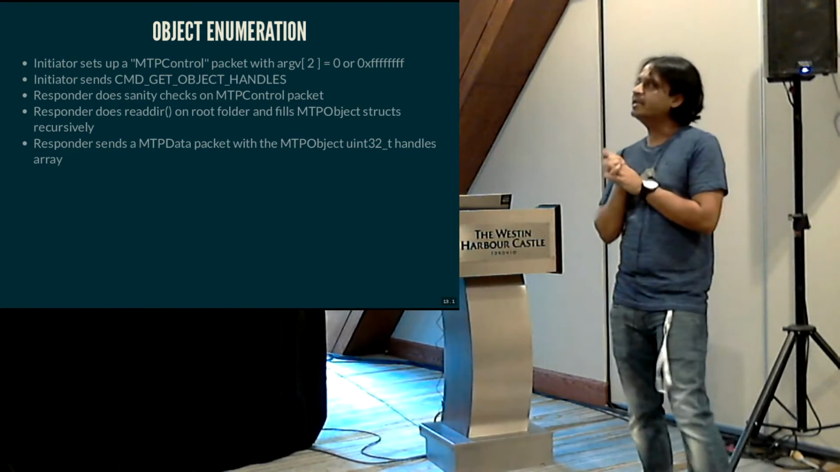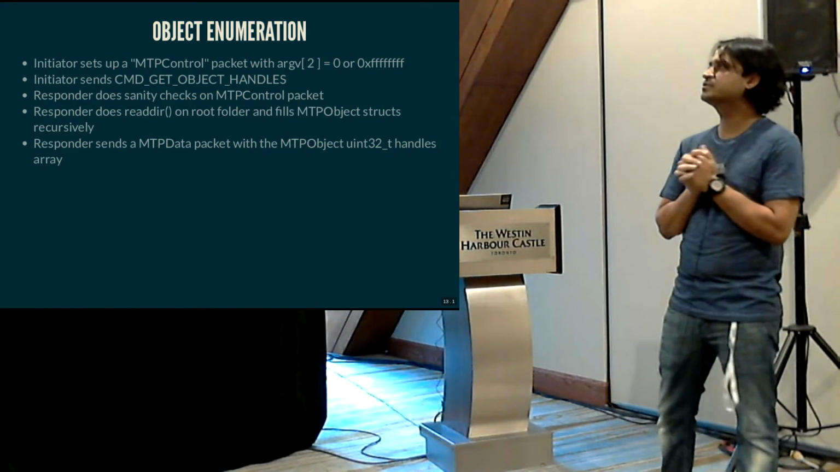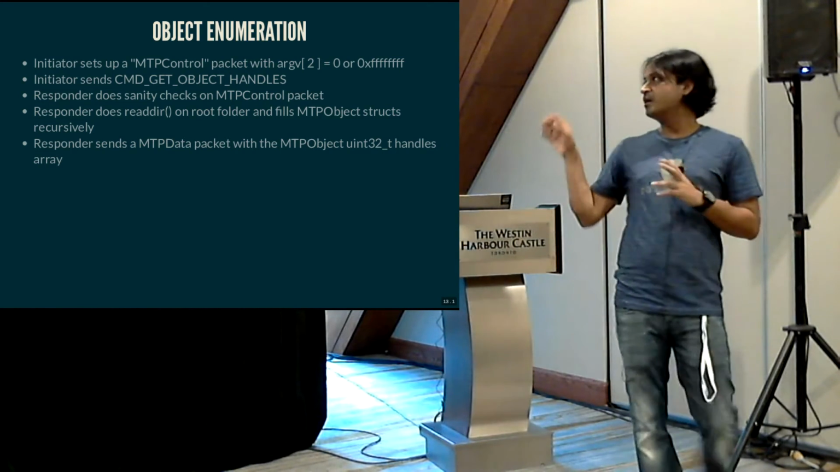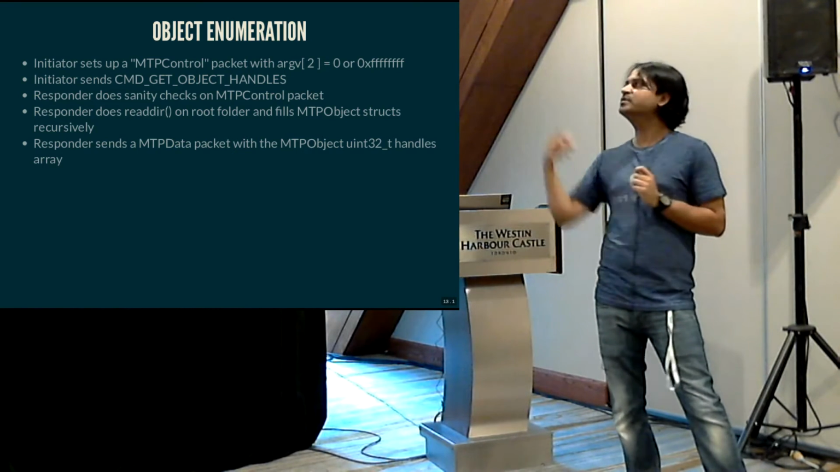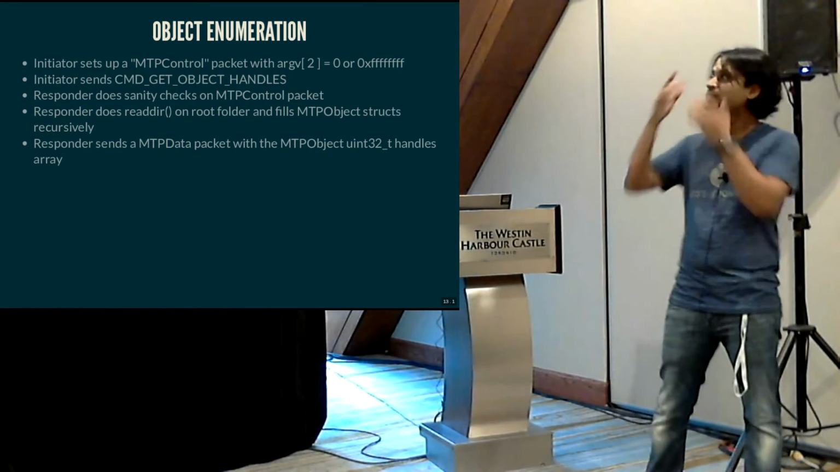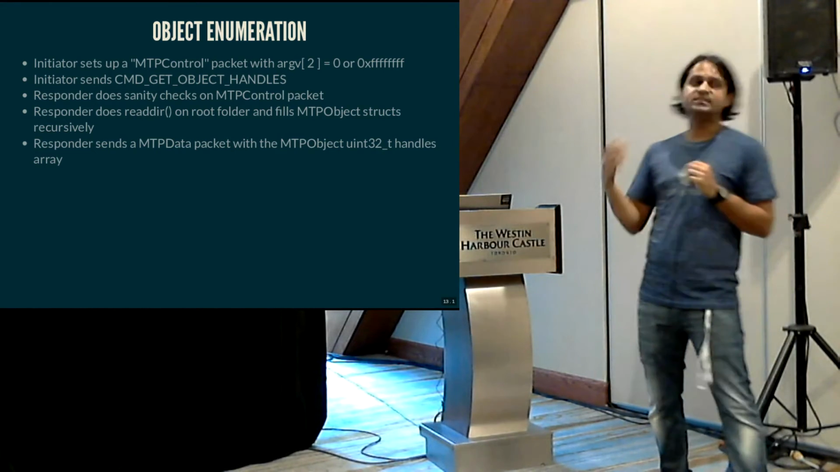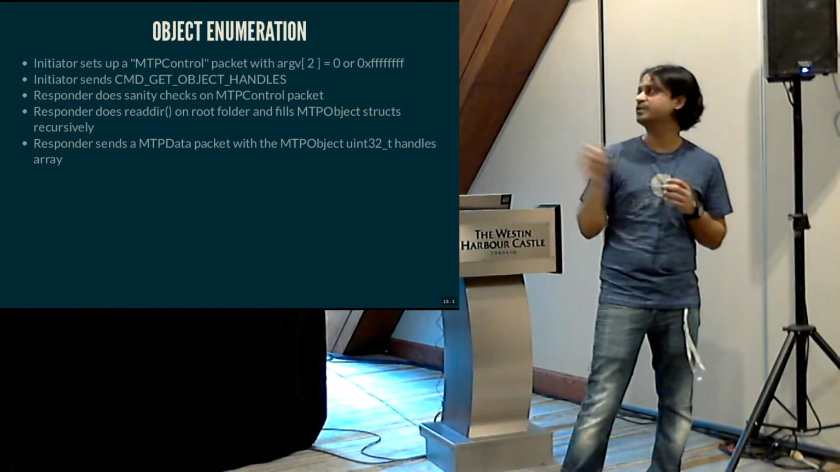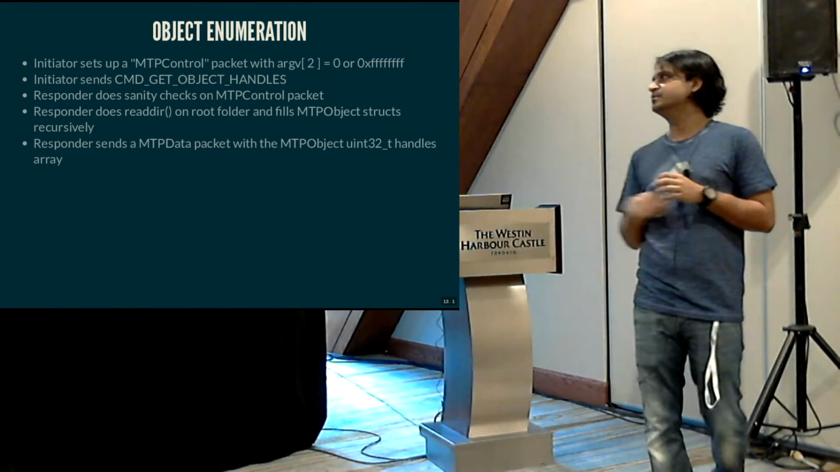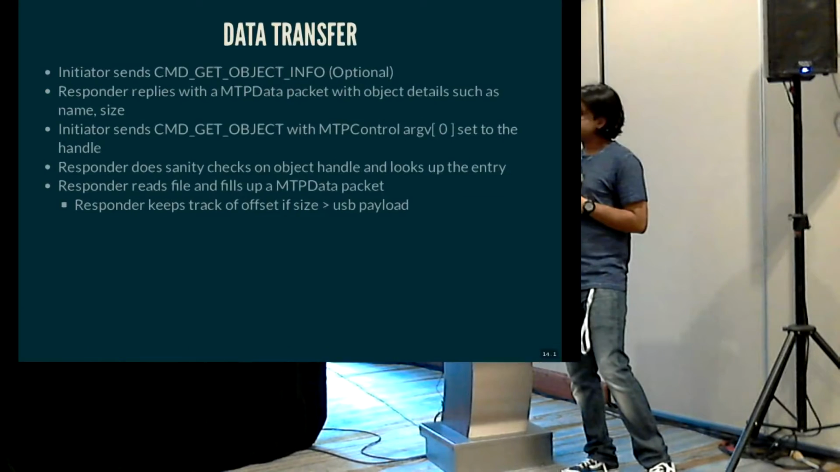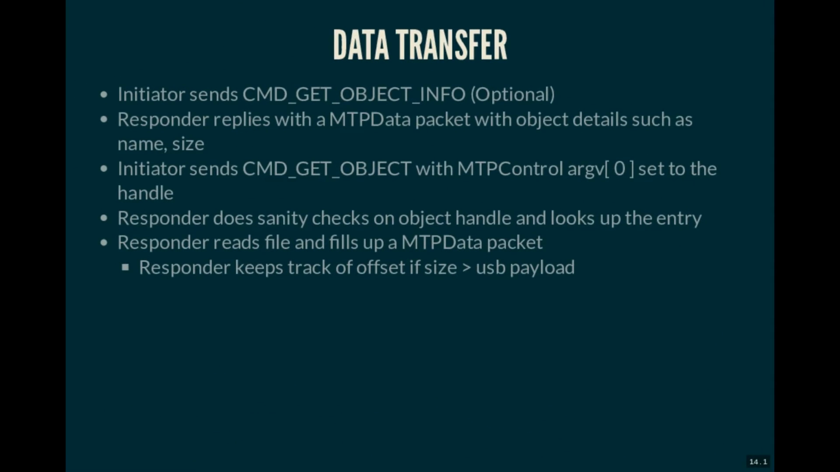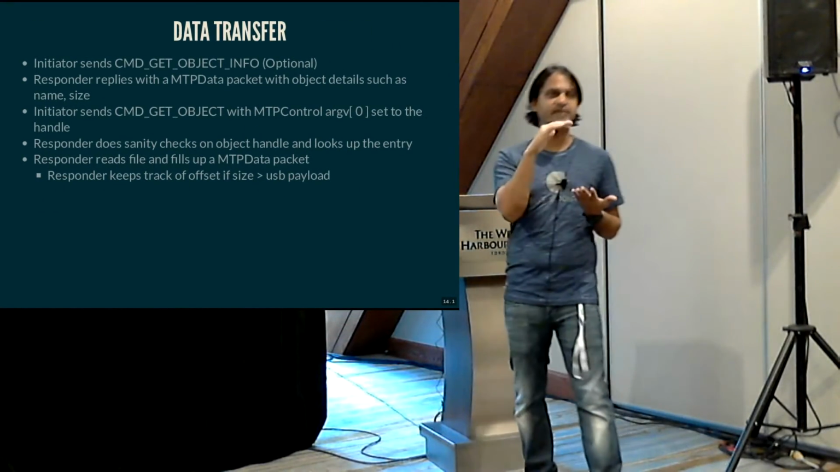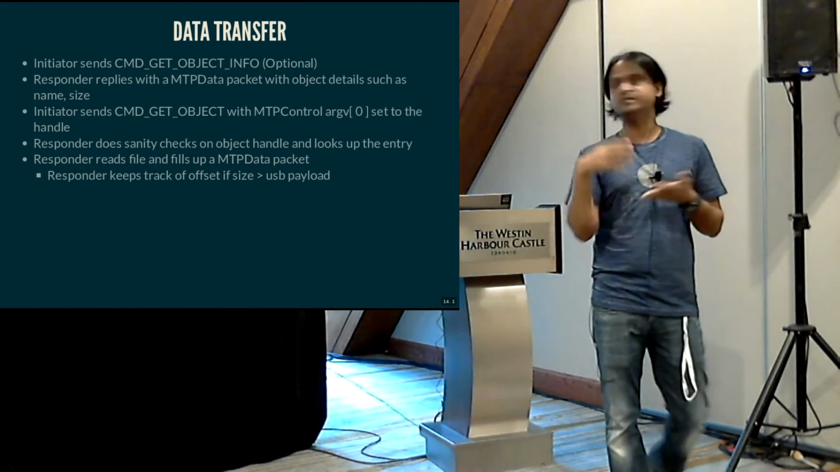The responder, or the Qemu implementation of MTP, is going to do some sanity checks, and then it does a readdir standard system call on the shared folder that we have. As it goes through each of the files and folders, it fills up MTP object structures, recursively. Once it's all completely done, it will take an MTP data struct, fill it up with integer 32 handles and send it back to the initiator. At that point, the initiator has a list of integer values which correspond to the files and the objects in the share, not really the file names.